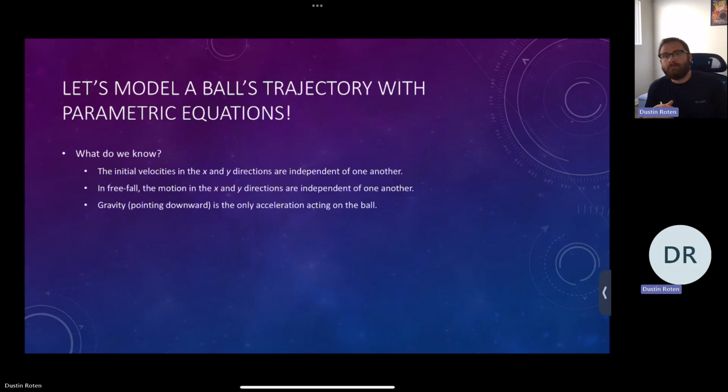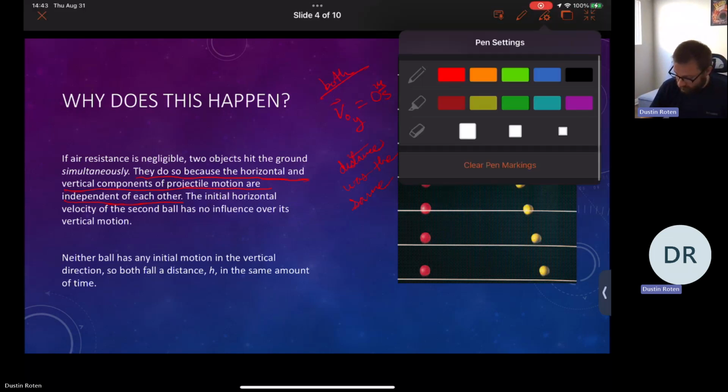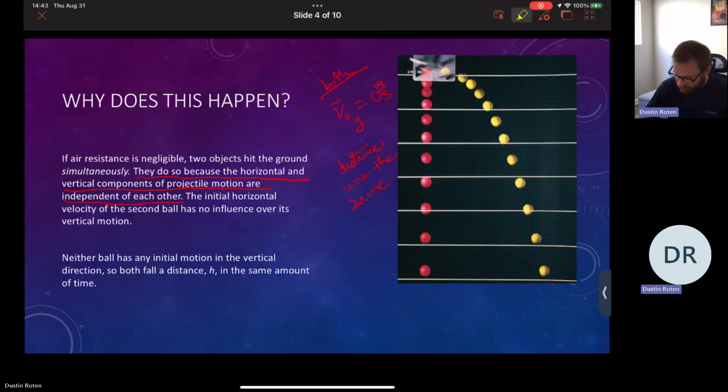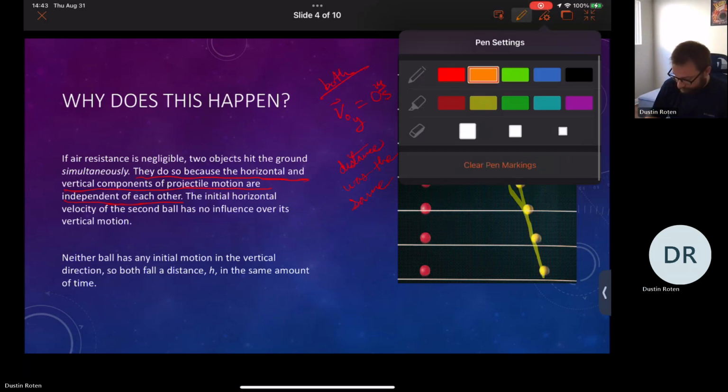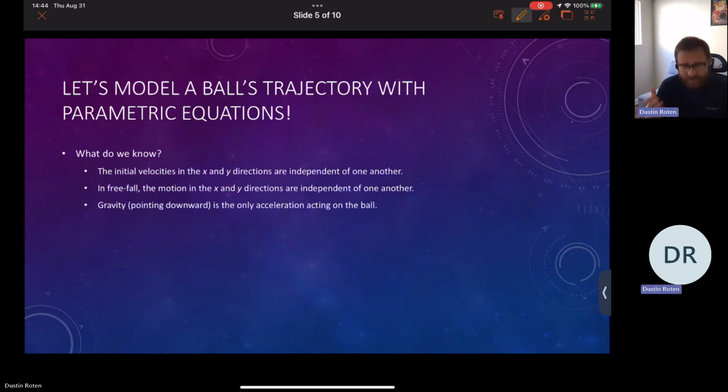Let's talk about modeling these trajectories, because if we go back and look, this yellow ball here, let me see if I can change to a yellow color. Let's do this. So this yellow ball here, this is its trajectory, right? This right here is not an x or y versus t. This is x versus y, because this is our x direction. This is our y direction. So we have these two components. Let's see if we can model that yellow trajectory I highlighted with parametric equations.